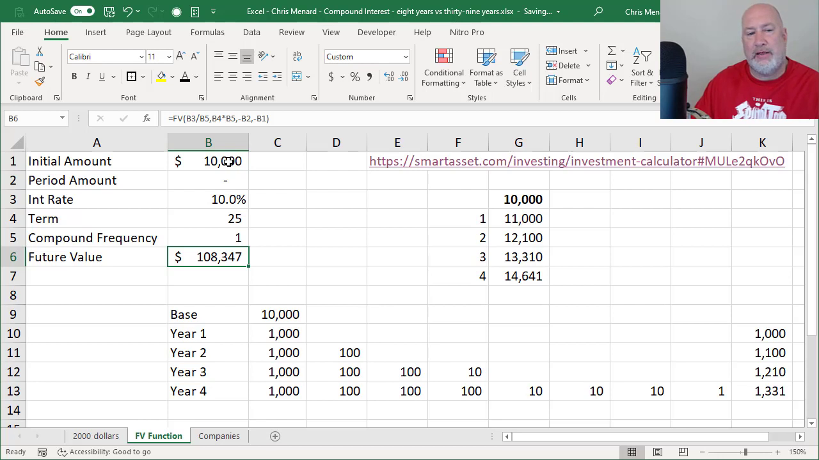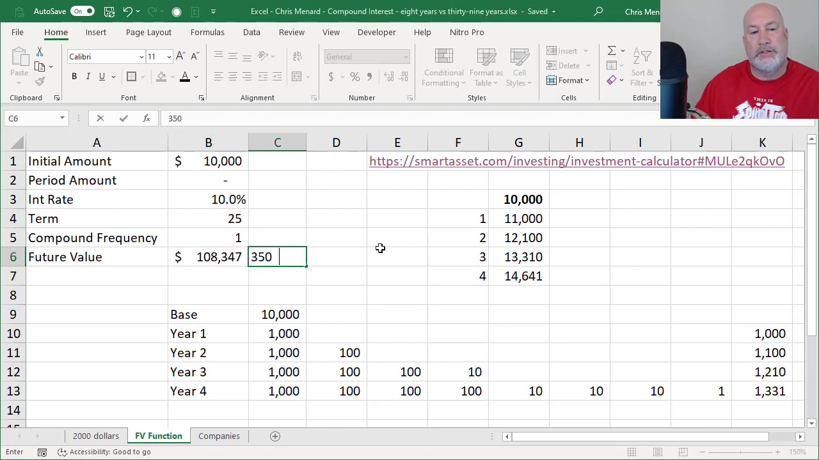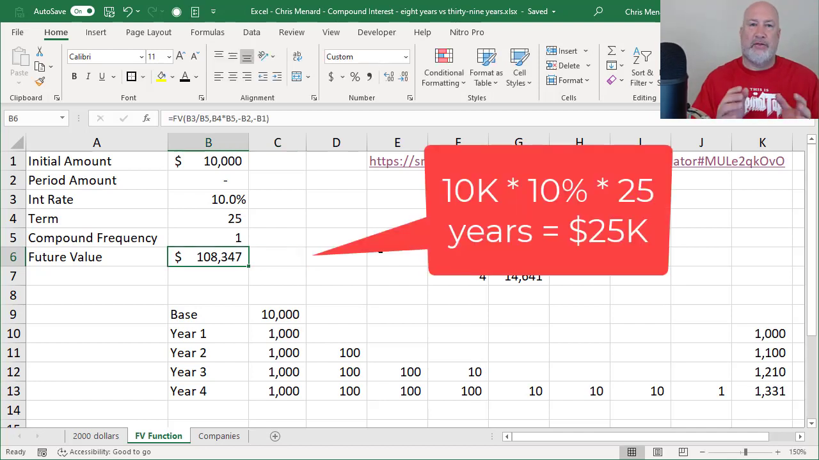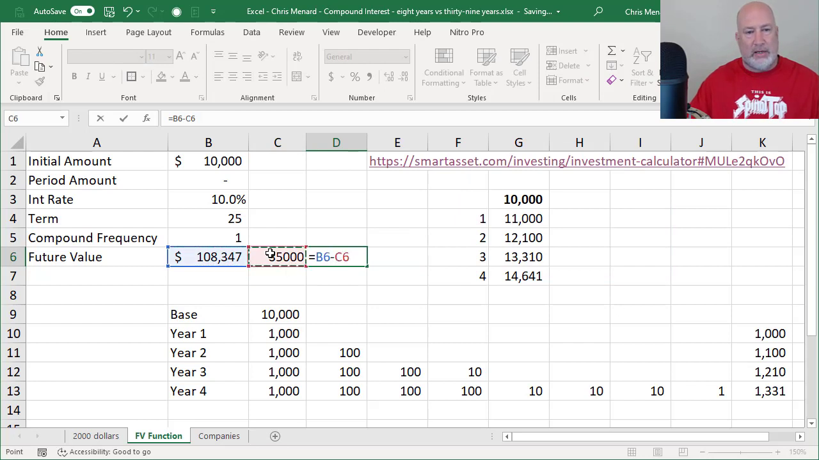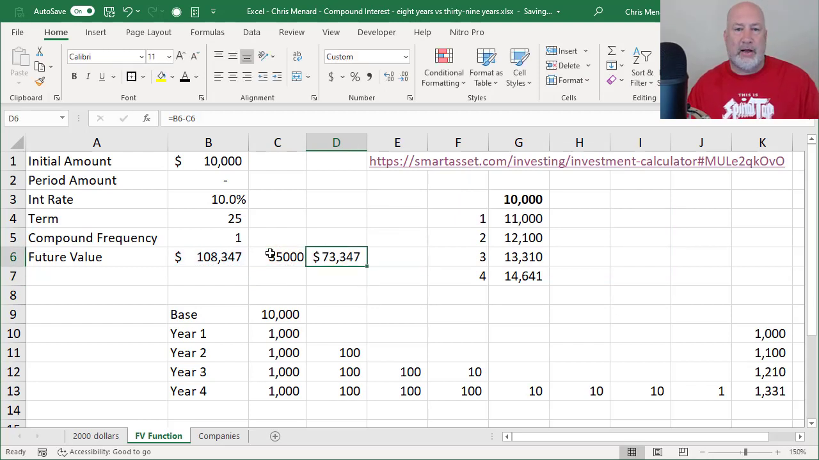There's my $108,347. With simple interest, I would simply get $1,000, because $10,000 times 10% is $1,000 every year in interest for 25 years. So $1,000 times 25 is $25,000, plus the $10,000 is the $35,000. So that's the big difference right there. That is why, $73,000, that's why compounding is so cool.